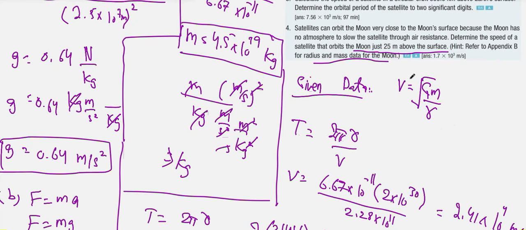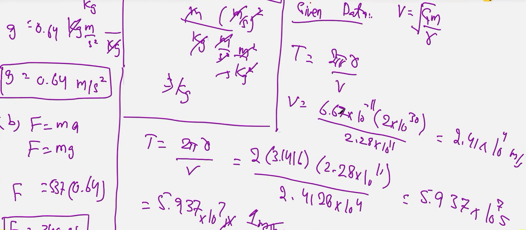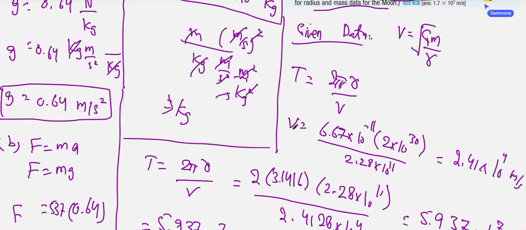So for this formula, we know that V is equal to under root GM over r, and we also know for time period, which is T is equal to 2 pi r over V. Using these two formulas, we can solve, or we can get what is required. For the value of V, this is the formula of time period.